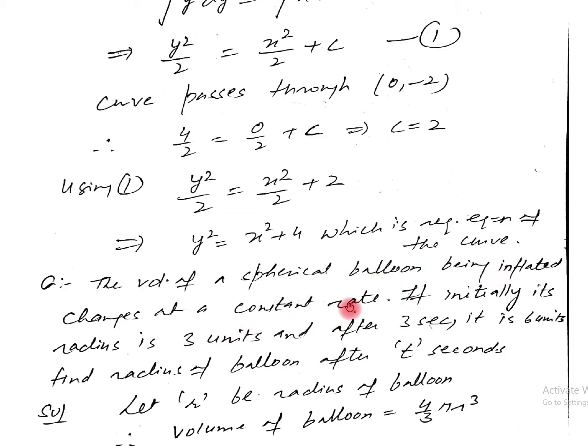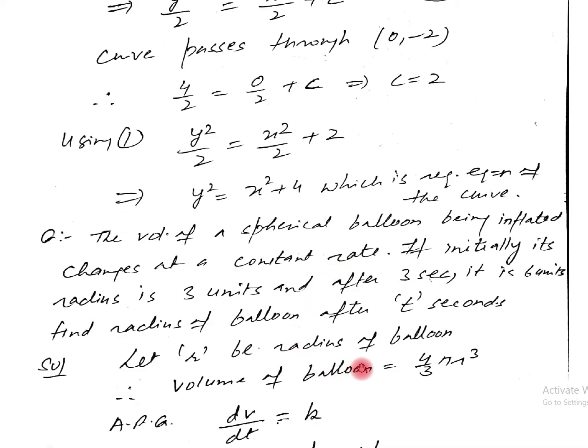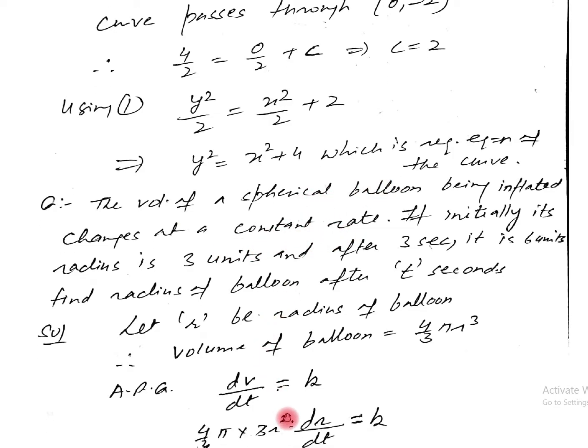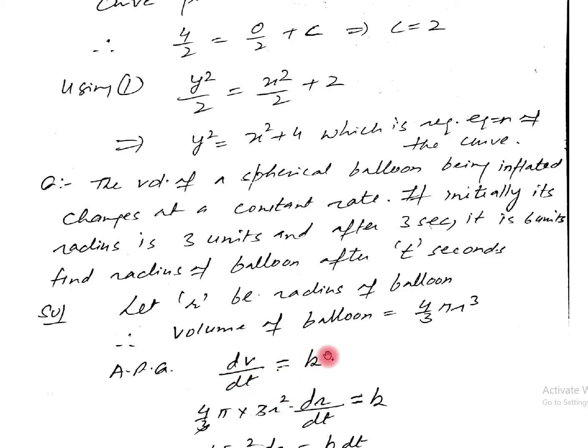It is mentioned in the question that the volume of the spherical balloon being inflated changes at a constant rate. Let r be the radius of the balloon, then the volume of the balloon V = 4/3 π r³. Now it is given that the volume is changing at a constant rate, which means dV/dt = k, where k is any constant. Now putting the value of dV/dt, we get 4/3 π into 3r² dr/dt equal to k.